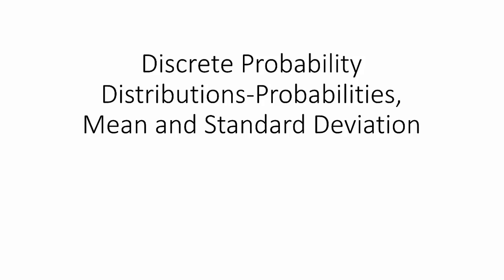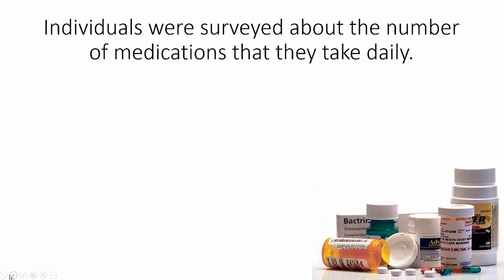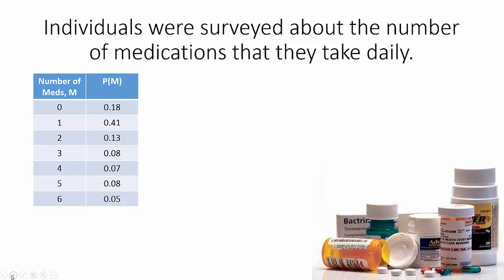The discrete probability distribution that we're looking at is individuals who were surveyed about the number of medications that they take daily. So first thing we need is the actual distribution. And we have here as our variable the number of meds, M, and then we have the probabilities, so P of M. And we remember the characteristics here.